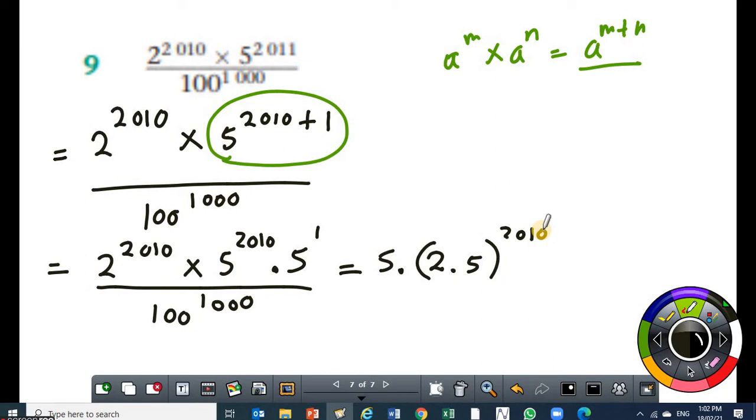Okay? Are you following that? Then I can now, from here, simplify. I'm going to do it step by step. Now I can rewrite this 100 here. I can write it as 10 squared. Okay? I can write it as what? 10 squared.